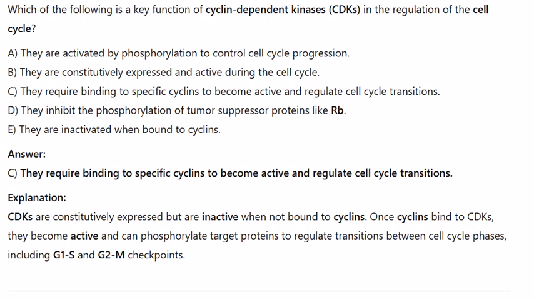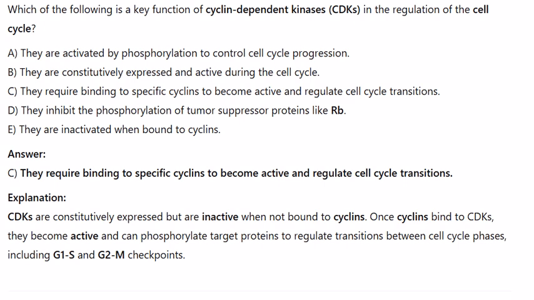cell cycle? A. They are activated by phosphorylation to control cell cycle progression. B. They are constitutively expressed and active during the cell cycle. C. They require binding to specific cyclins to become active and regulate cell cycle transitions. D. They inhibit the phosphorylation of tumor suppressor proteins like RB. E. They are inactivated when bound to cyclins. Answer. They require binding to specific cyclins to become active and regulate cell cycle transitions.